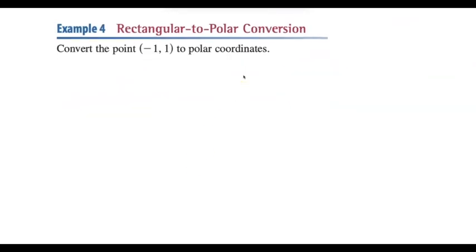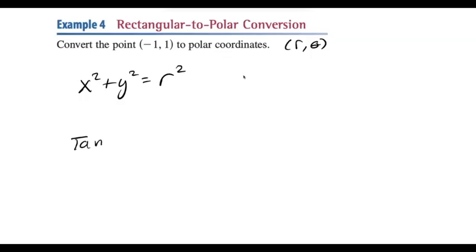Okay, let's convert this point to polar coordinates. I'm going to need r, and the formula for that is x squared plus y squared equals r squared. Polar is r, theta. And for theta, we have tan of theta equals y over x. Remember, tan is always a slope. Slope is always y on top.